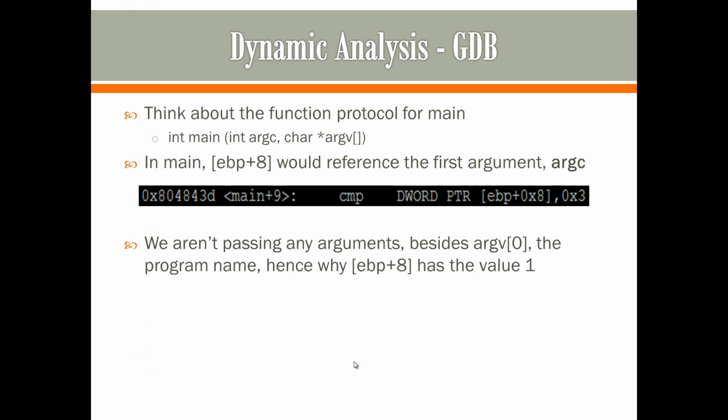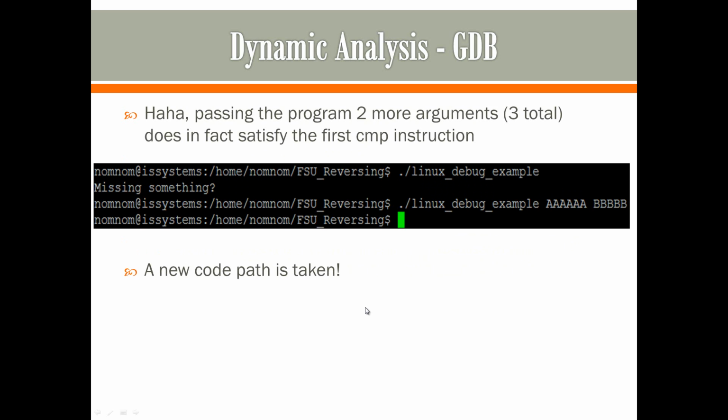So what is that value 1 at EBP plus 8, and how do we influence that? Well, remember the function prototype for main is int argc and then char star star argv. So EBP plus 8 is where your first argument is, which is argc, and we're not passing the program any arguments, so it makes sense that it only has 1. It just has the program name in argv[0], so argc is 1. So this is comparing the number of arguments to 3, and we did not satisfy that, and hence the error message, or the print statement that we got.